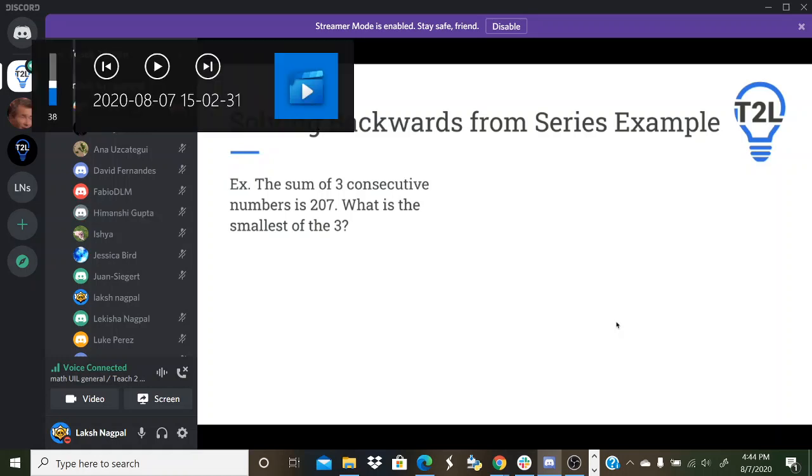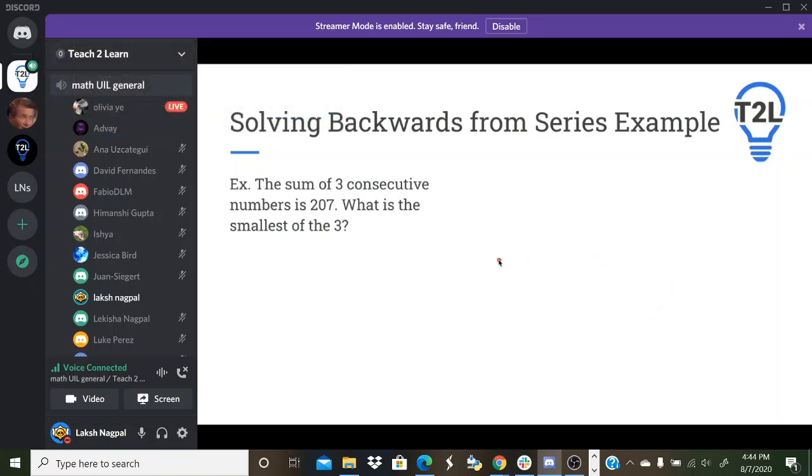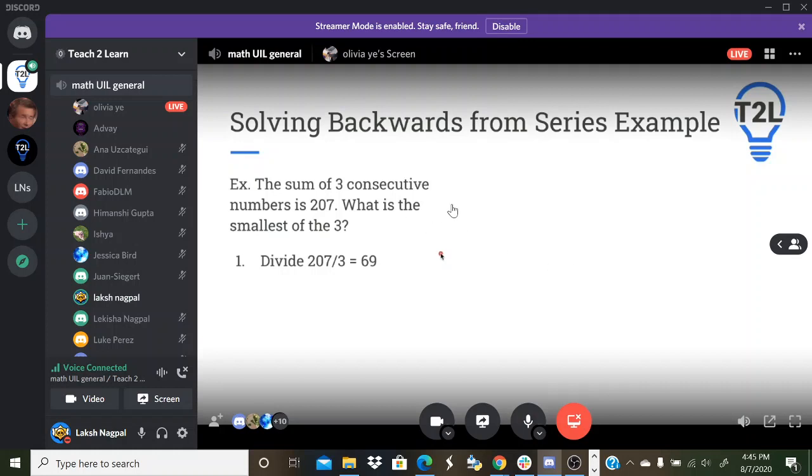Okay, yeah, so one example, the sum of three consecutive numbers is 207, and what is the smallest of the three? So what you first want to do is take the sum and divide it by however many numbers there are. So in this case, there are three numbers. So 207 divided by 3 is 69. And now it's asking you to find the smallest number. So you want to subtract with the step size. And since it's consecutive, the step size is 1. So all you would need to do is just subtract 1 from 69 to get 68, and that's the answer.